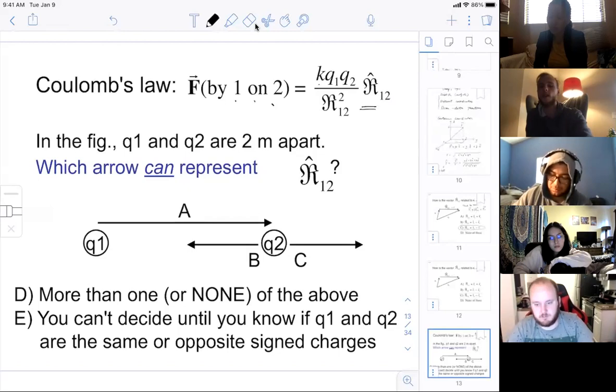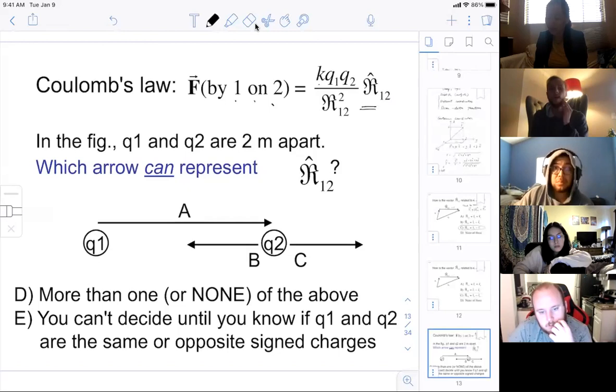Okay, so which one of these arrows, or more than one of these arrows, or maybe none of them, can represent this R12? Is it A or B or C, or we cannot decide? So again, I'll let you vote, and this should also be a quick vote, okay?